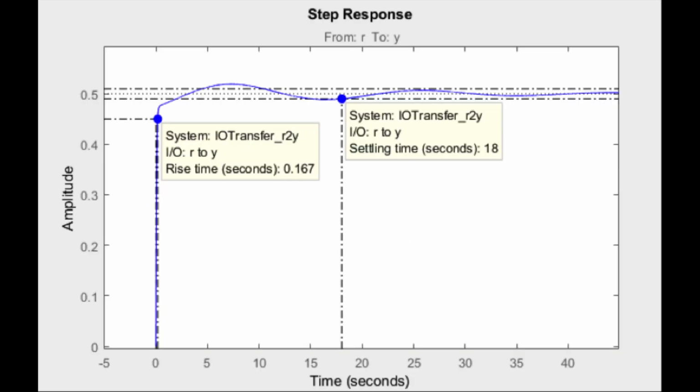We modeled our system in MATLAB using the SISO tool, and found that our controller was actually more efficient than originally expected, because in our final modeling, we took into account the disturbance of gravity. The rise time of the system is 0.167 seconds, the settling time of the system is 18 seconds, and the overshoot is 4%. This is shown in our step response graph.